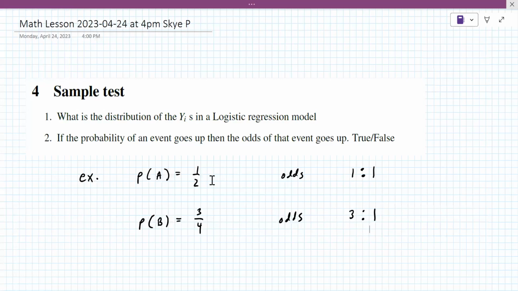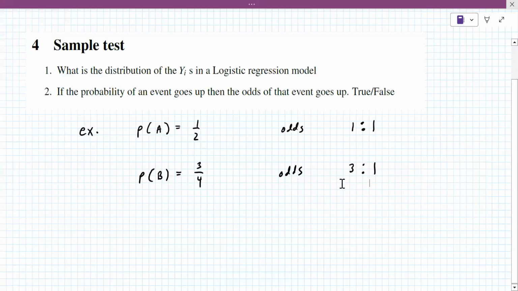And you can see how the increase in the probability increases the odds also. Got it. Now, full disclosure, I don't know why one is preferred over another.